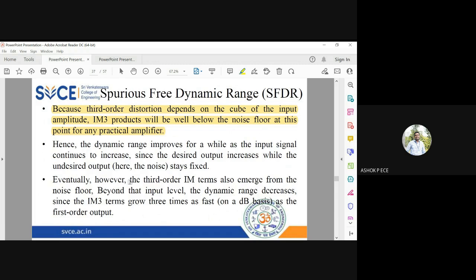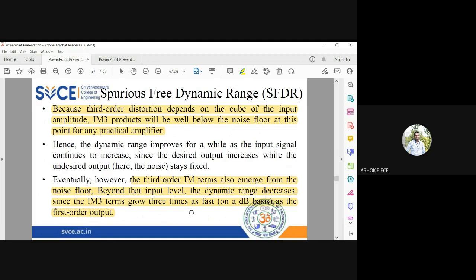However, if the third order terms emerge from the noise floor, if the third order terms are going to become dominating, then your dynamic range will decrease, the SFDR will decrease, and the amplifier will become more noisy. So that is why we clearly make a boundary condition here.